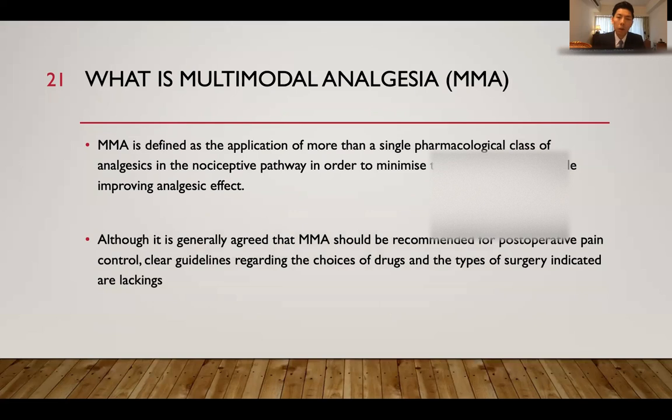Okay, so although it's generally agreed that MMA is very useful, as regards which drug to use for which type of surgery, we don't have a solid or high level of evidence so far.